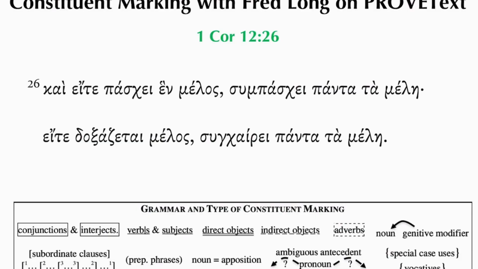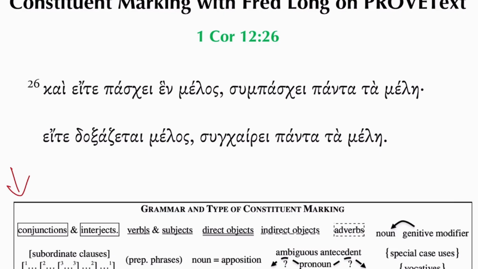Hello, welcome to Constituent Marking with Fred Long on Proof Text. I'm Fred Long. We're continuing our marking up of 1 Corinthians 12, and we're at verse 26. You can see the legend down at the bottom. If this is new to you, you can also look and listen to the previous episodes to learn this marking method. So I'm going to read the Greek text and then mark it. For those of you listening, I'll try to explain what I'm doing.